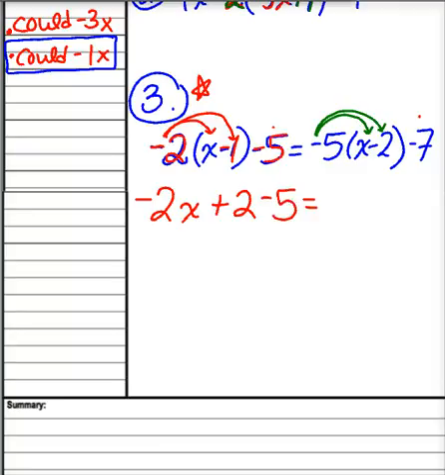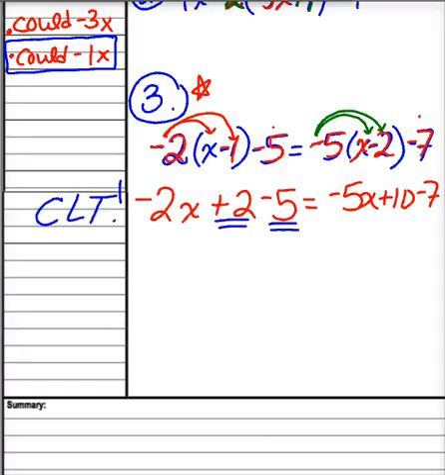Over on the right-hand side, I've got negative 5 times positive x gives me a minus 5x. I then have a negative 5 times a negative 2, so be careful. Those two negatives make a positive 10. And then this minus 7 just hangs along for the ride. Now I've got to combine like terms. I've got stuff that can go together. Right here, so that's a big one, combine like terms right here.